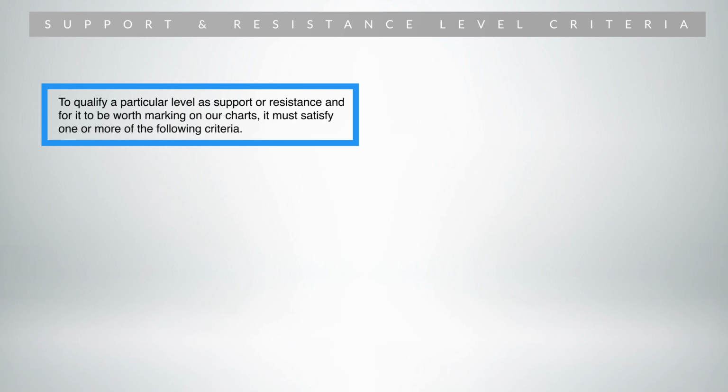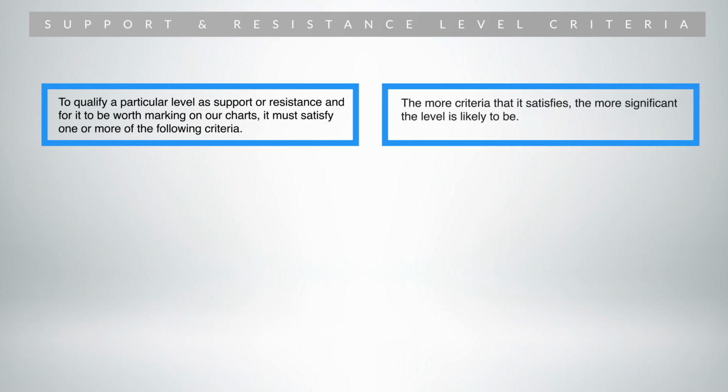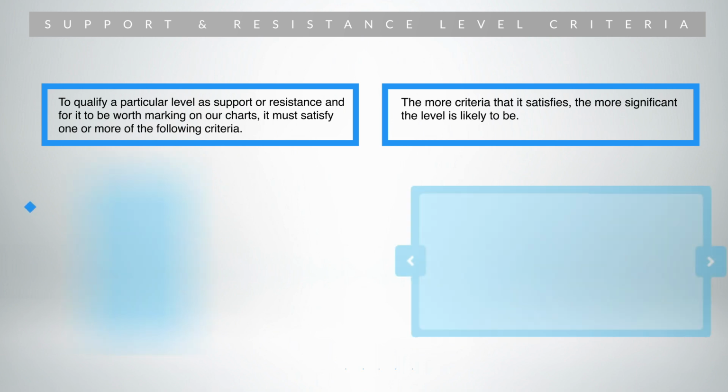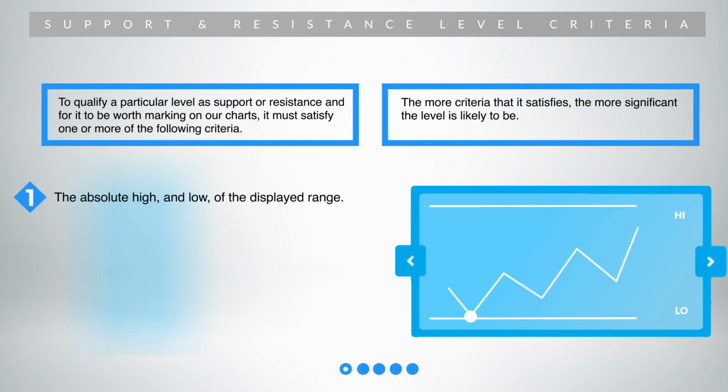To qualify a particular level as support or resistance, and for it to be worth marking on our charts, it must satisfy one or more of the following criteria. The more criteria that it satisfies, the more significant the level is likely to be. 1. The absolute high and low of the displayed range. The high and the low of the trading range are important levels for us to mark, as they are able to be observed by traders who are viewing all different timeframe charts.